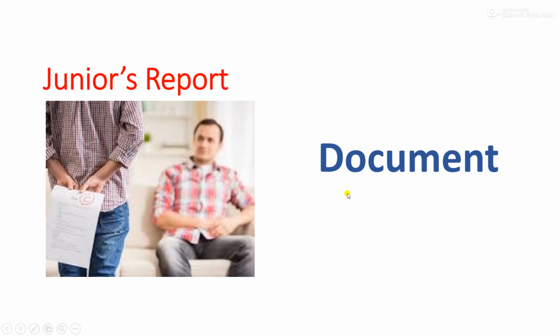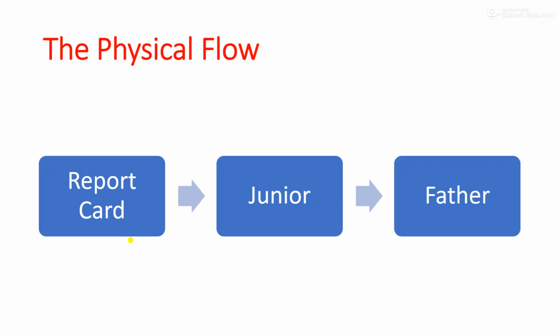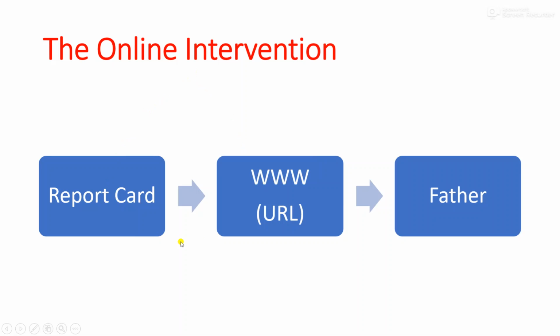So from their own paper, we have a basis to say that we can actually eliminate Junior as being the delivery system, or being the pipe through which his father gets his report card. So the physical flow here is that the report card is being delivered by Junior to his father, and the online intervention we want to have here is that we want the www to deliver that report to the father, because the information management system can help us to represent the report card on the www.